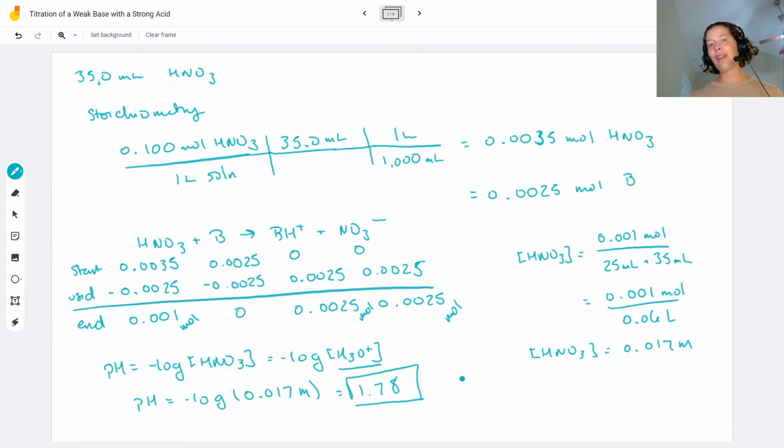Again, it's a little twist of kind of a classic problem of usually you have a weak acid titrated with a strong base. But again, these little twists are something that you see pop up very often in exams.